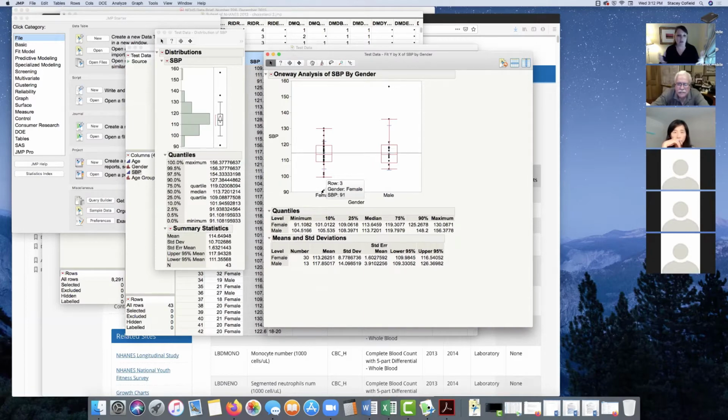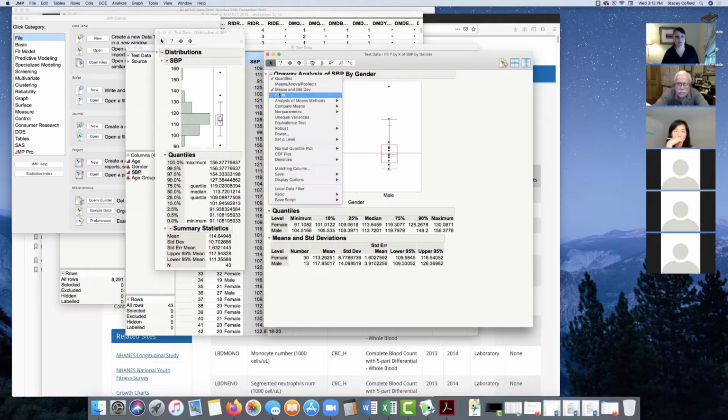So all of this is just giving me an idea of what the distributions look like. Are there any data points to be worried about? It would be odd, in my opinion, not uncommon, but odd, if the highest outlier was female and the lowest one was male. That might be something to investigate. But this sort of trends with what I know about systolic blood pressure. And then I'm going to ask it for a t-test.